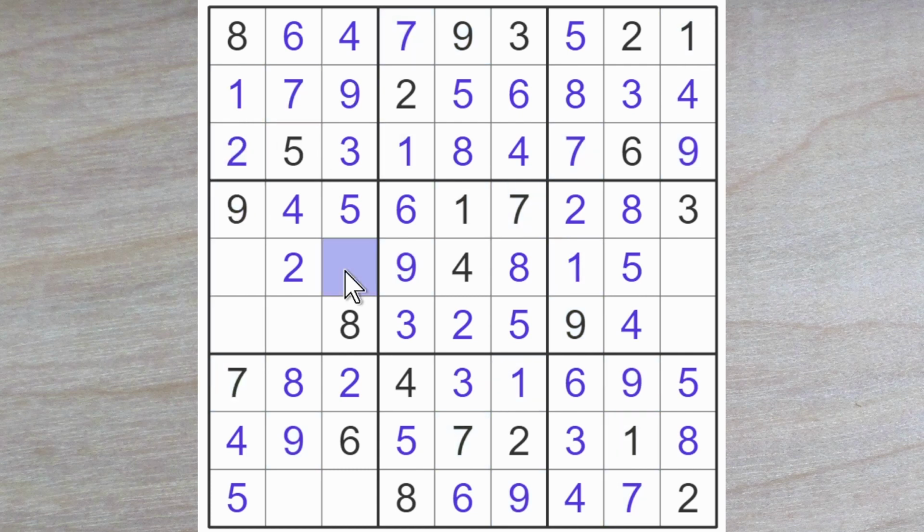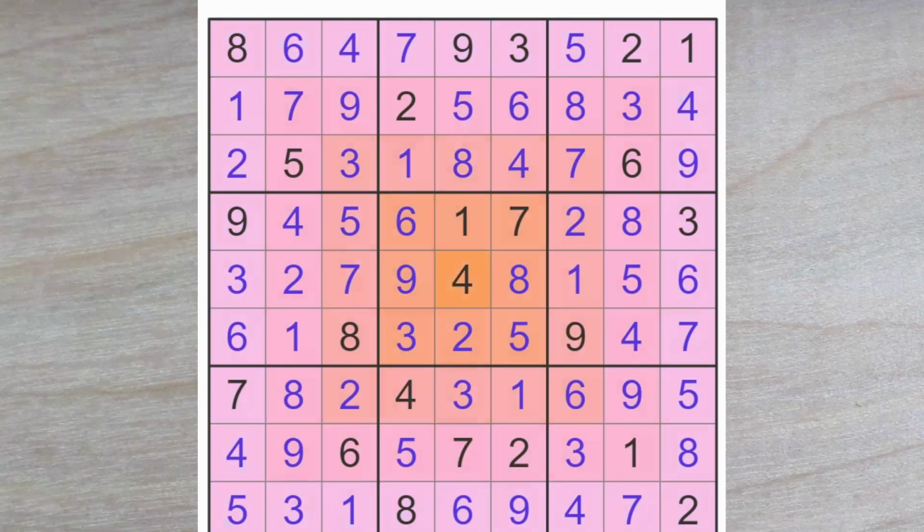And therefore this must be a 7, and this must be a 7, and this must be a 6. Now this is a 6. This last digit must be a 3, making this a 3 and this a 1 and this a 1.